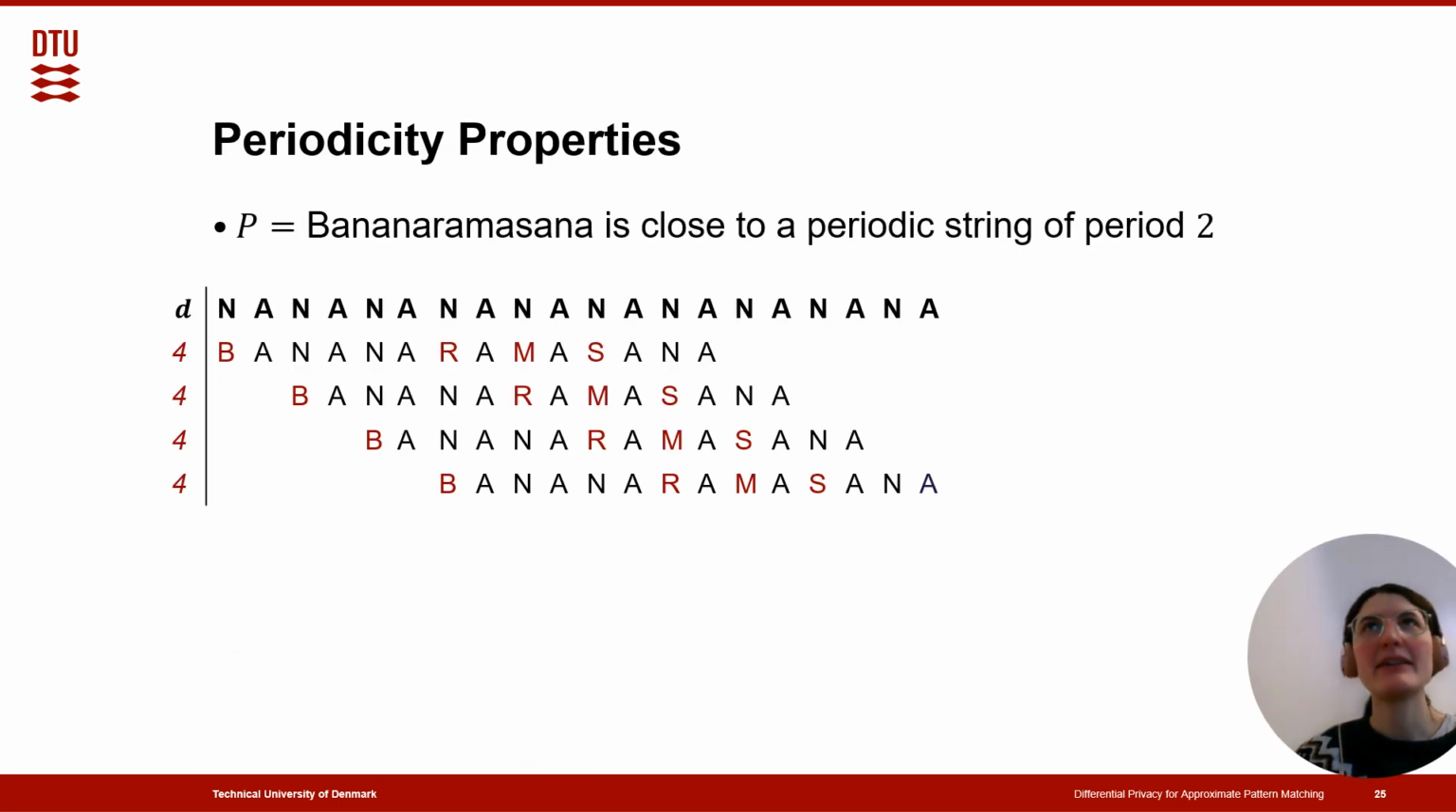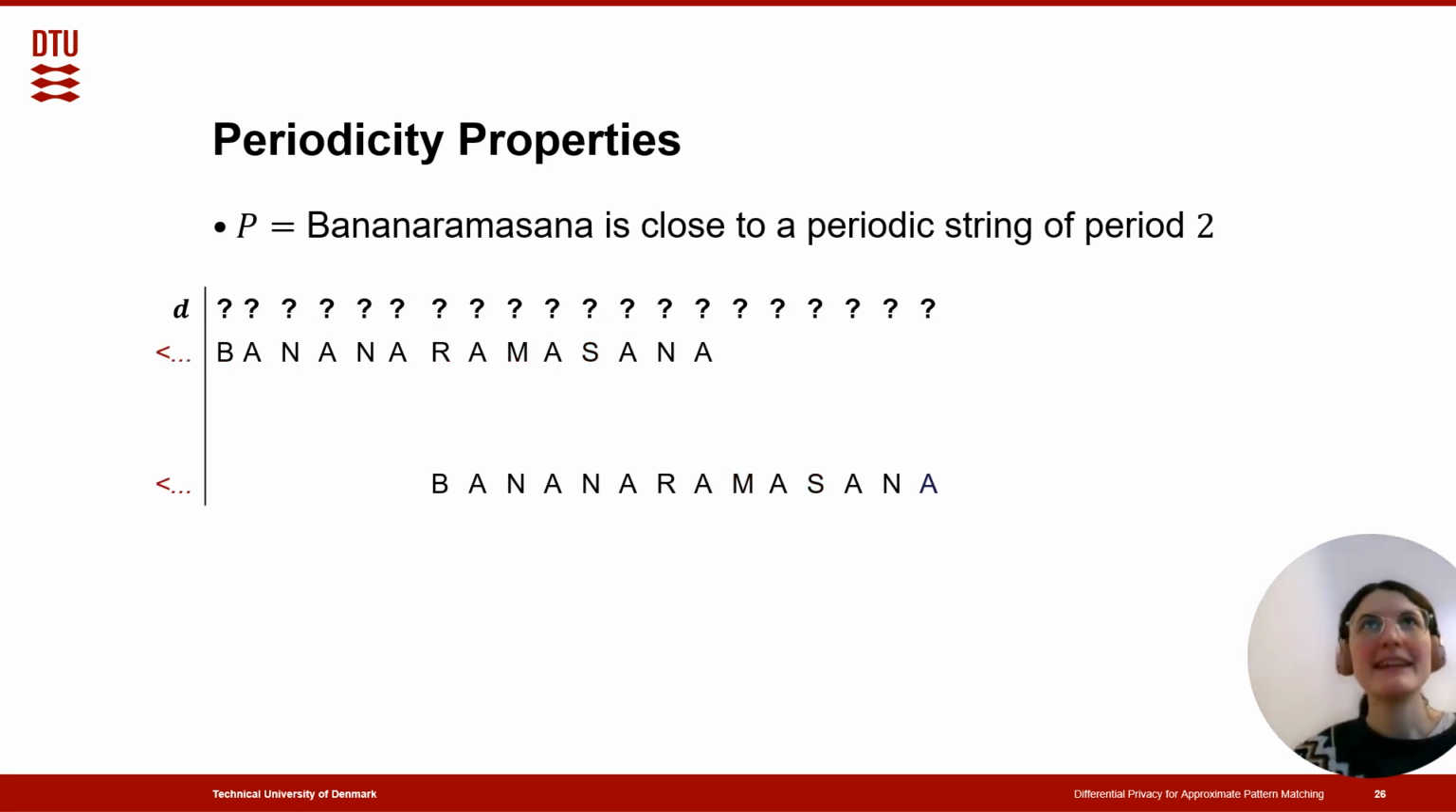Next, I will talk about some periodicity properties of strings which are needed for a solution for the counting and reporting versions. For this, we first look at a slightly larger pattern which is close to a periodic string: banana. It is close to the periodic string of period 2, which goes nana, nana, nana. Thus, at every second position in the string nana, nana, nana, nana, nana, there is an occurrence of P with distance at most 4.